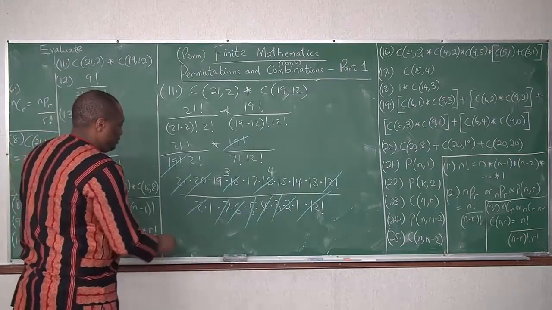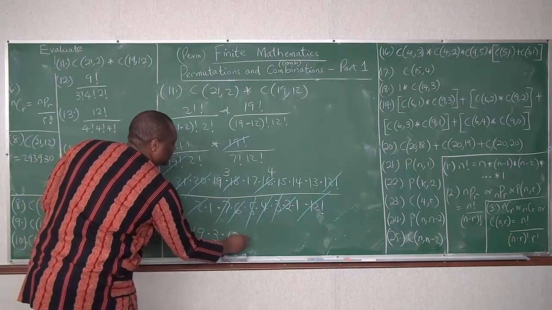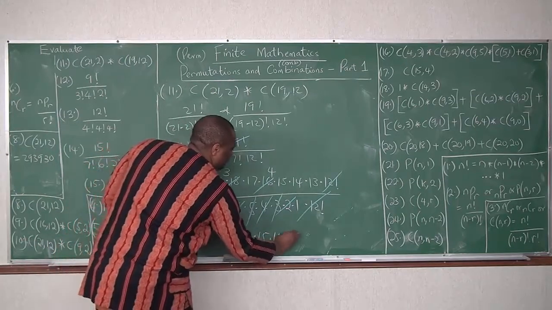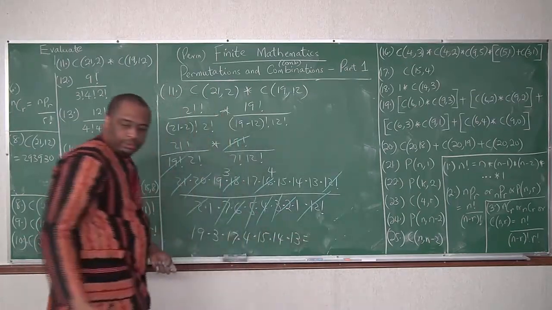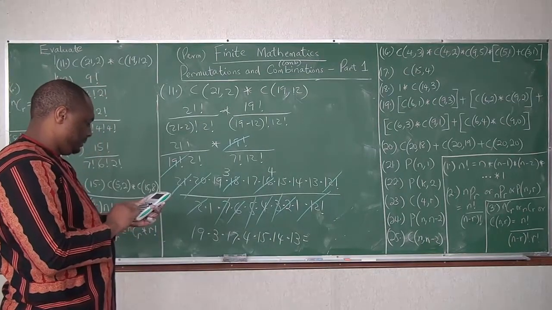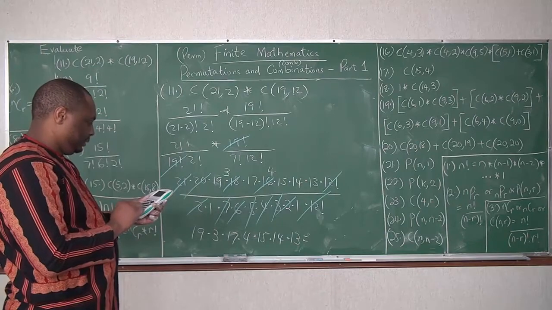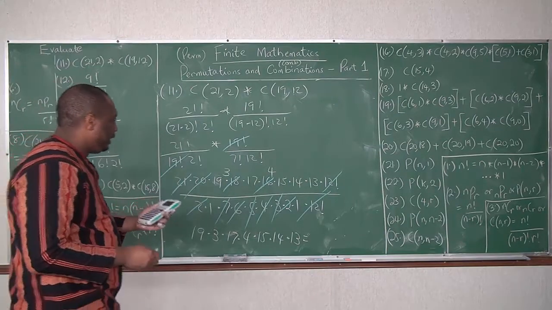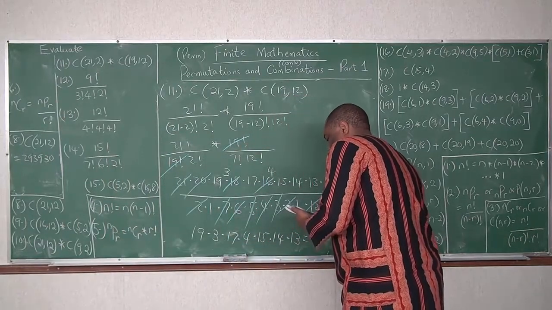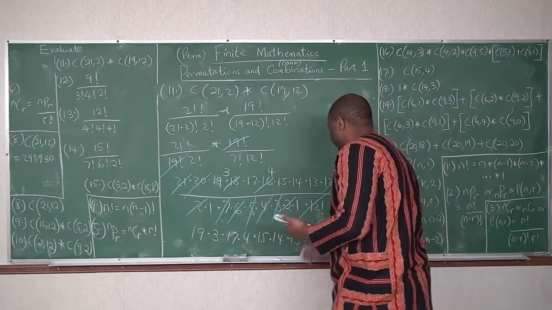So what do I have now? 19 times 3 times 17 times 4 times 15 times 14 times 13. It gives me the same thing, 10,581,480, just like what we got in the previous one.